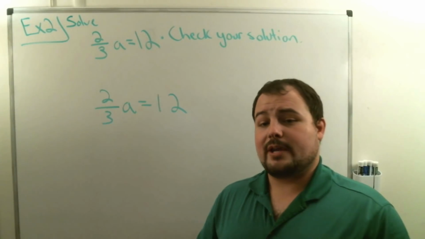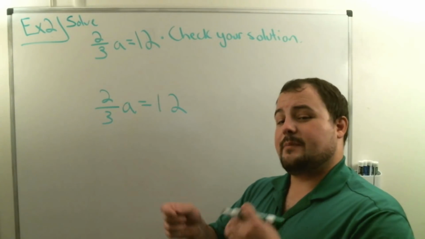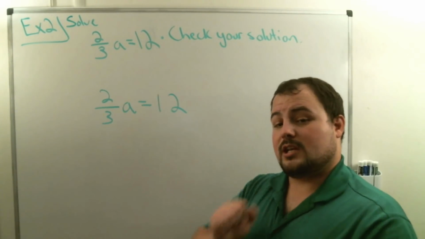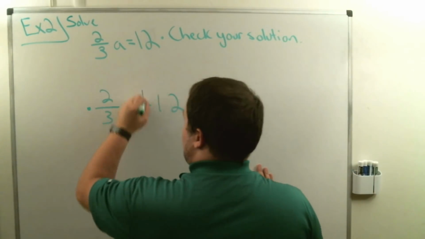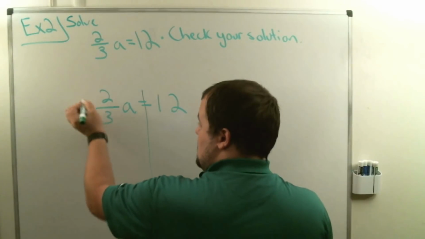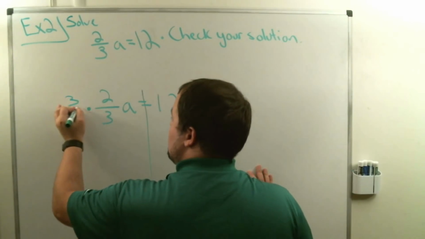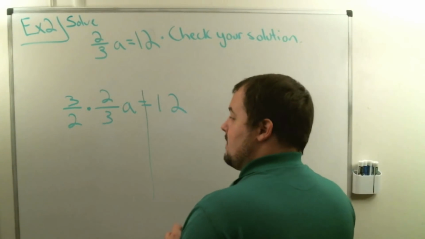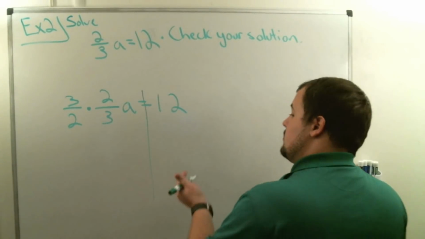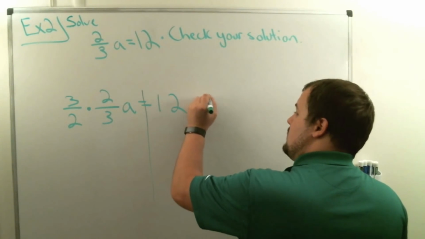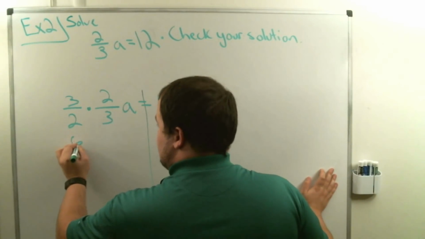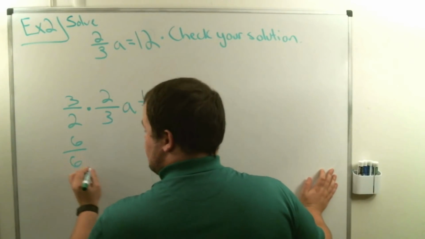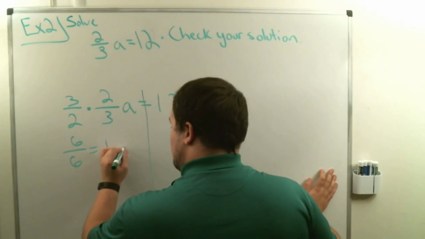We learned that a multiplicative inverse is when we multiply by the same fraction flipped, we get the answer of 1. So all we're going to do, draw a line through our equal sign, and we're going to multiply 2/3 by 3/2 because that's the inverse. And if we do that to one side, we have to do it to the other. 3 times 2, that's 6. 2 times 3, that's 6. And 6 divided by 6 equals 1.